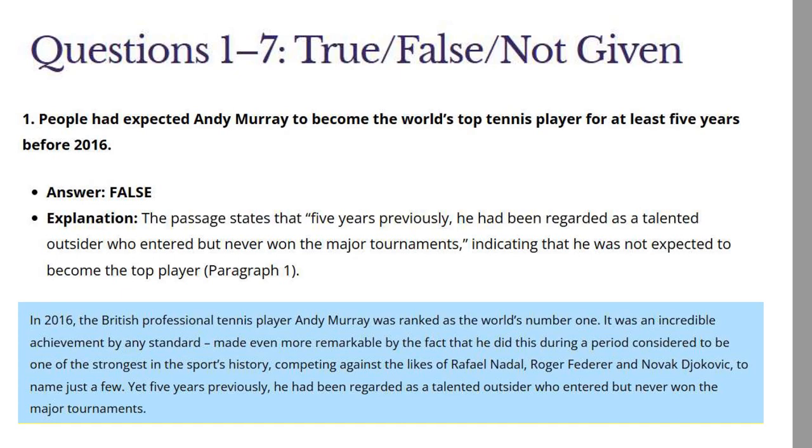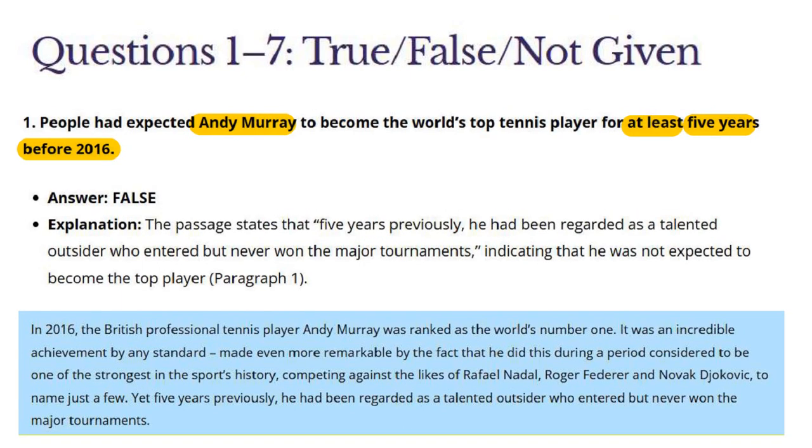First one. People had expected Andy Murray to become the world's top tennis player for at least 5 years before 2016. Actually, I have already highlighted for you that's the false information. But how did we find that? First and foremost, we need to focus on the surname and name, Murray. Then after that, we need to highlight our keywords regarding at least 5 years before 2016. So we need years. And actually, here are some tricky words, at least. If you see such kind of words and expressions, it means it will contradict the information. We can actually go directly and write false, but still I will give you the best solutions for that.